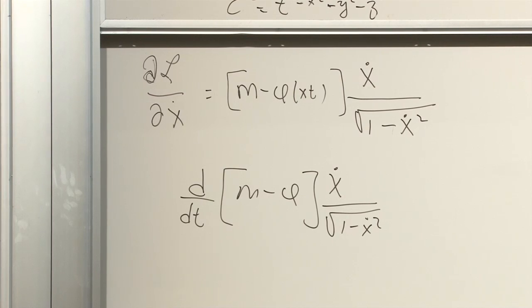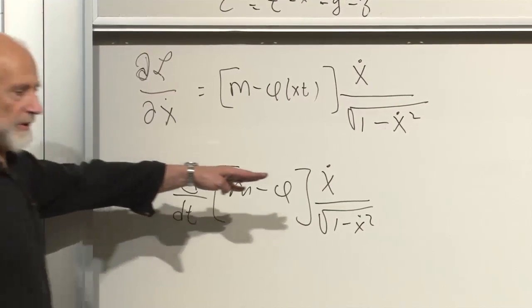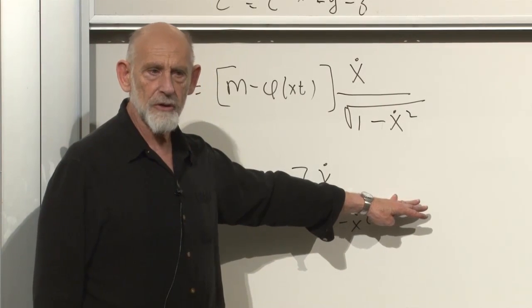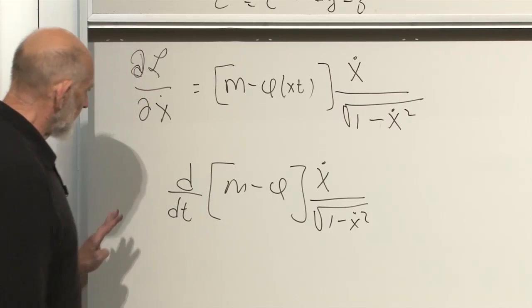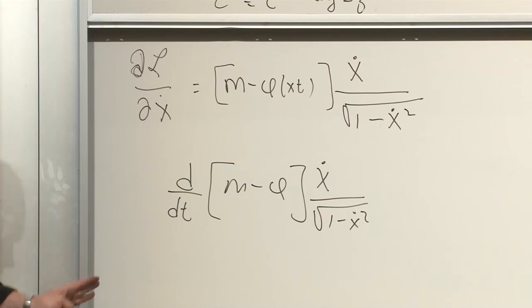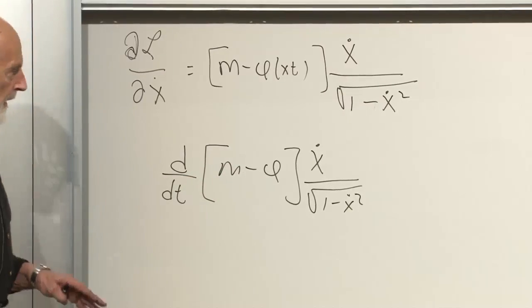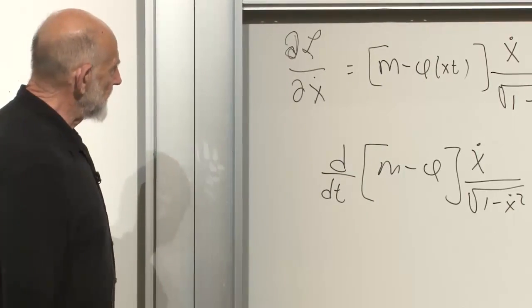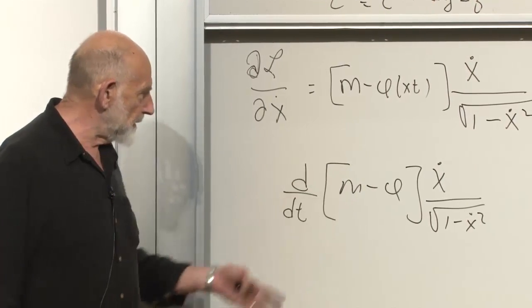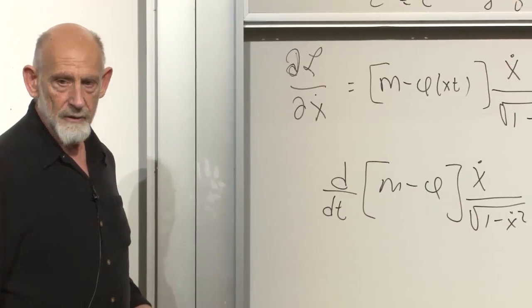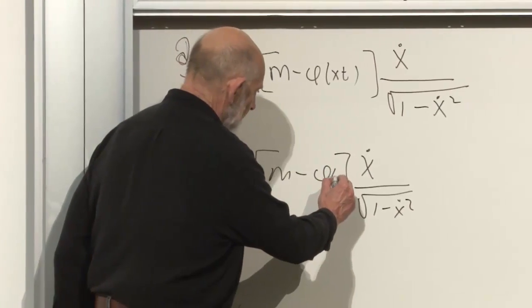That's one piece. Then what's the other term in the Lagrange equations? If you're differentiating with respect to time, what about the phi of x and t? You'll have to differentiate it. We'll do it in a minute. Right, but what's the other term? Minus dL/dx. Does x appear in this Lagrangian? Yes, it does. It's in phi. Phi depends on x and t.